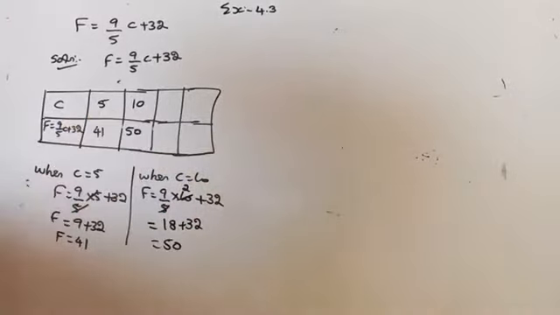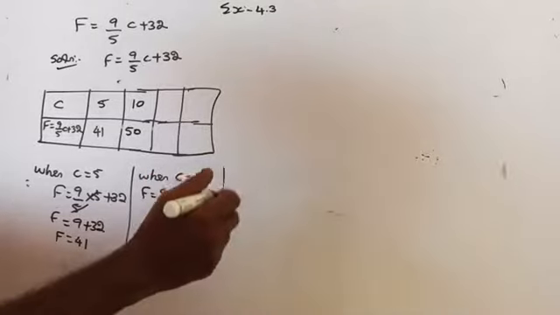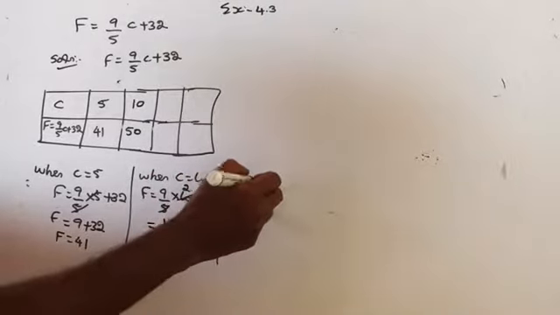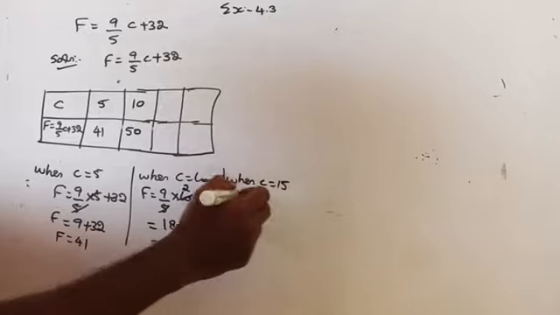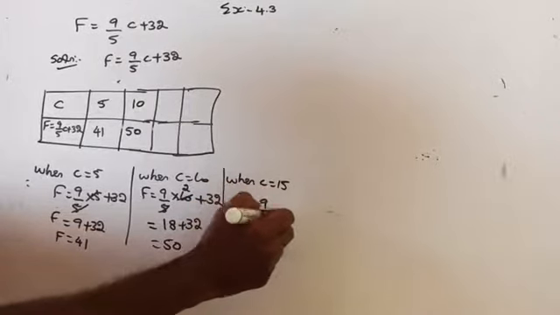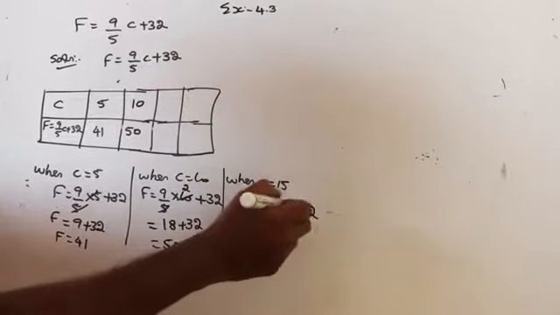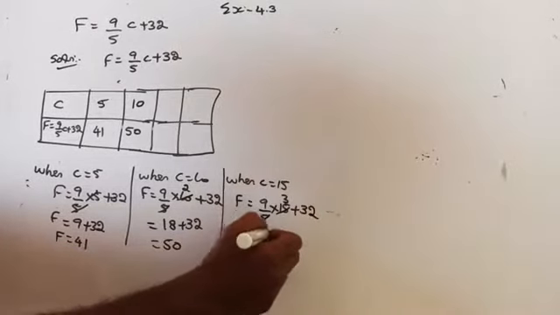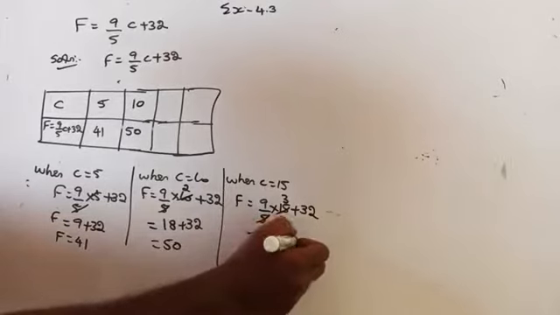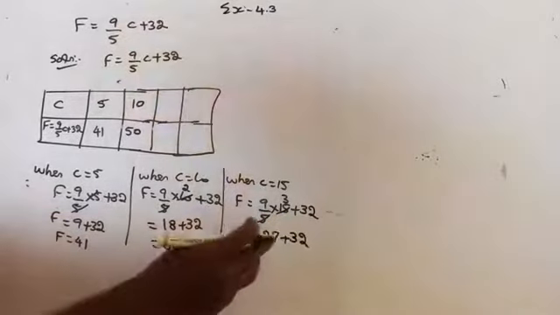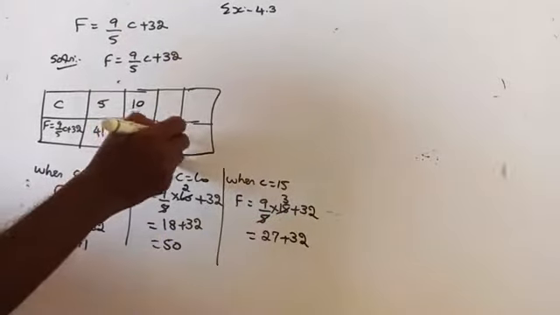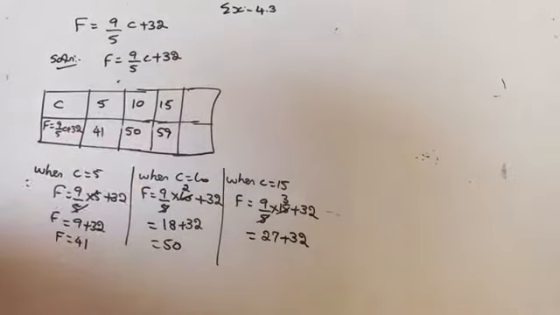After that, when C equal to 15, then F will be 9 by 5 into 15 plus 32. 1 5 is 5, 3 times 5 is 15, 9 3s are 27 plus 32, that is 59. So when C equal to 15, F is 59. Okay, this much is enough for you.